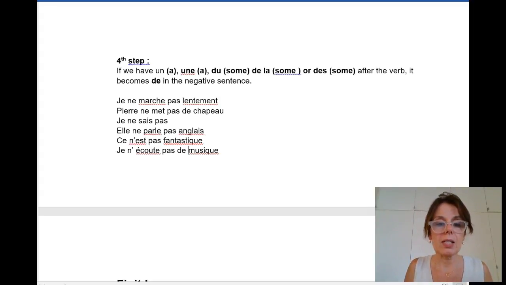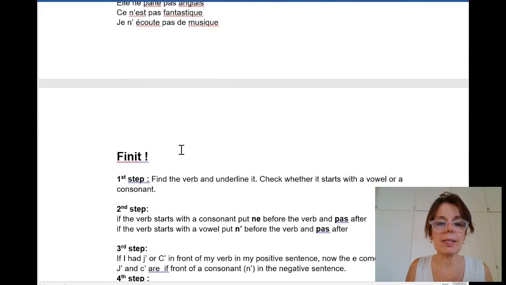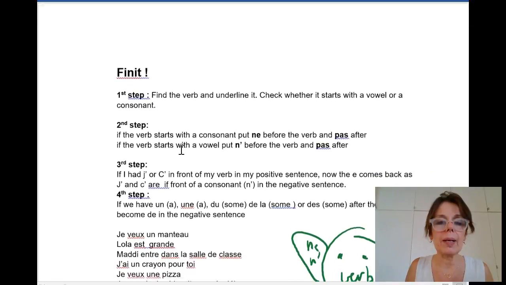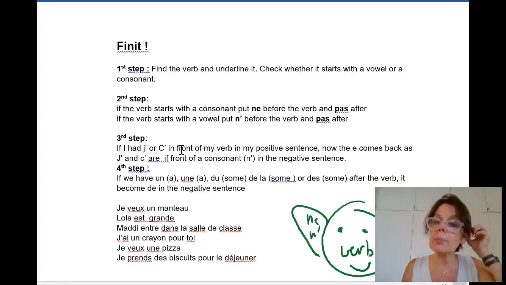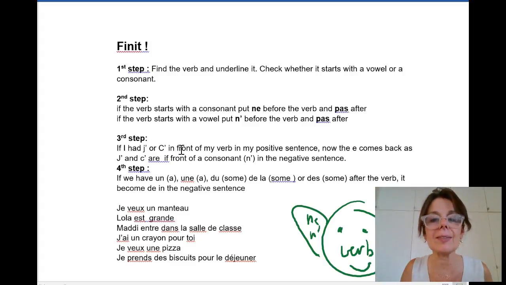Okay. So now we've seen 4 steps. Let's summarize. First step, you find your verb, you underline it, you check whether it starts with a vowel or a consonant. Second step, if your verb starts with a consonant, you put ne before, pas after. And if the verb starts with a vowel, you put n apostrophe before, pas after.